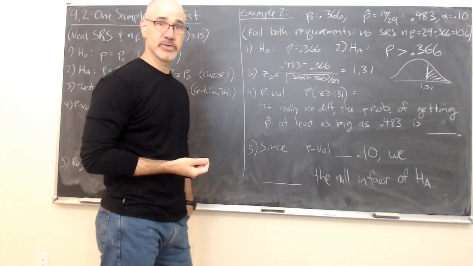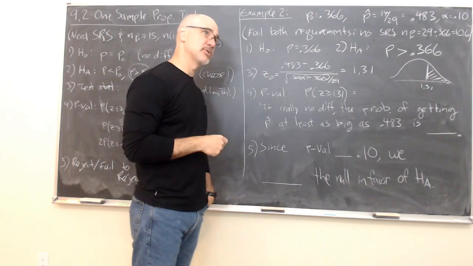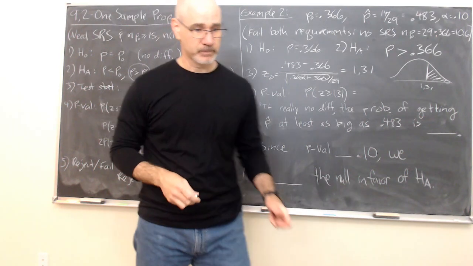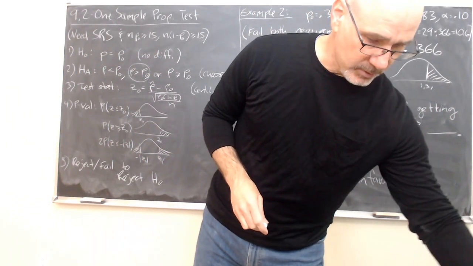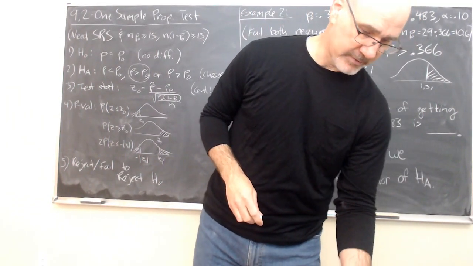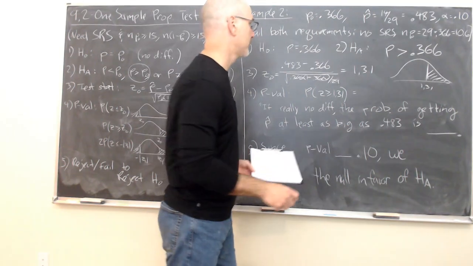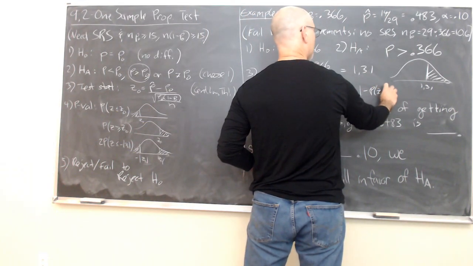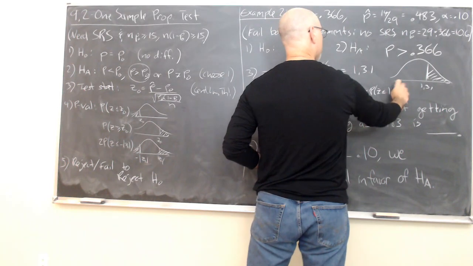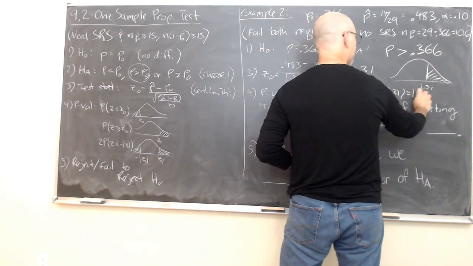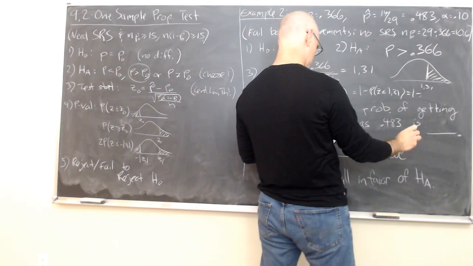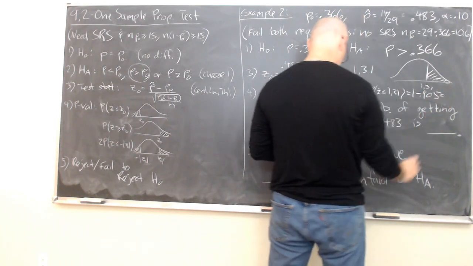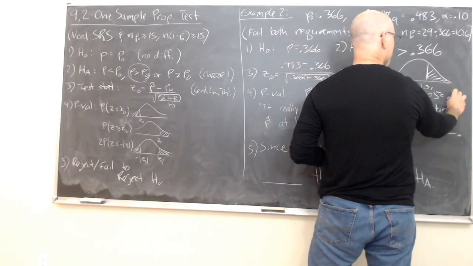This is a problem for StatCrunch. And remember, StatCrunch gives you less area, so you have to do a subtraction for what you get. All right, so I went to StatCrunch and found the area to the left of 1.31. Subtract that from 1. That area was 0.905. And so our p-value is 0.095.